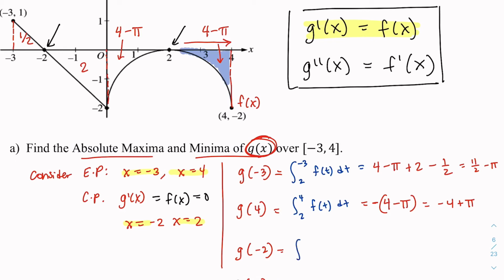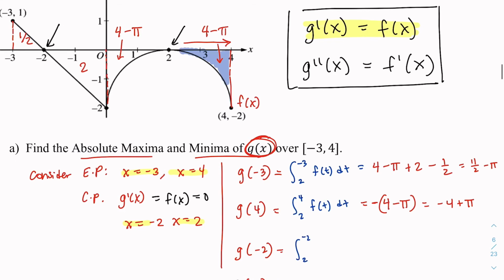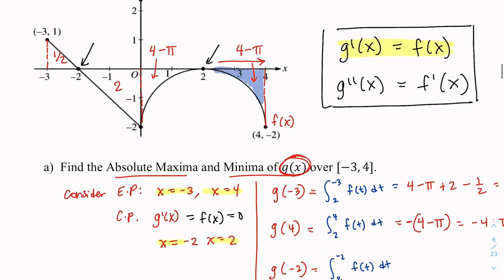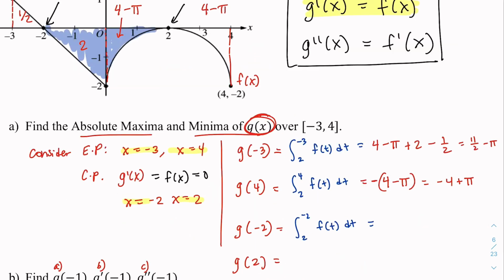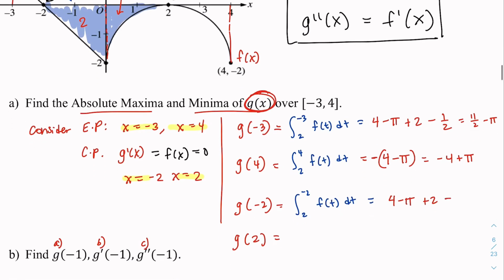Let's plug in negative 2 into the top, where the x was. So from 2 until negative 2, that's this whole region here. Since we're moving backwards this time, from 2 to negative 2, we're going to have 4 minus pi, and we will also add the 2 on, leaving us with 6 minus pi.